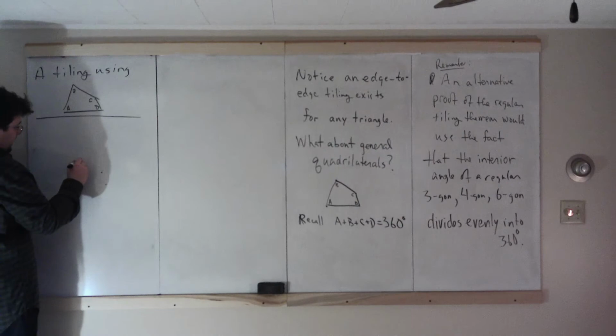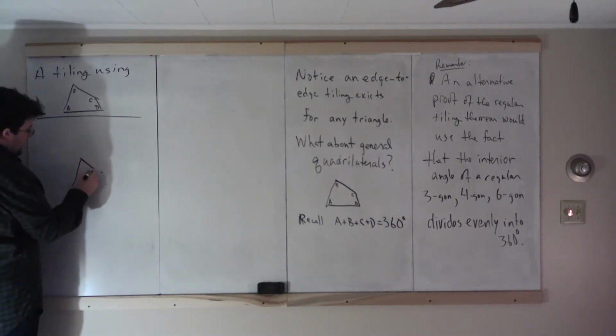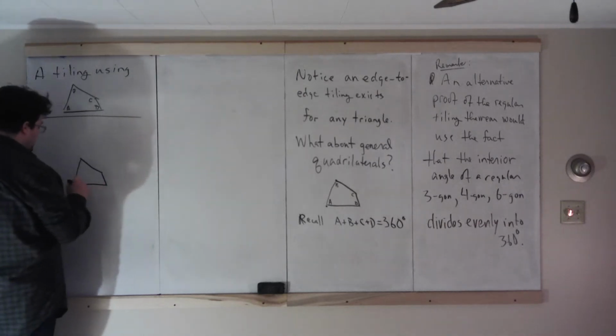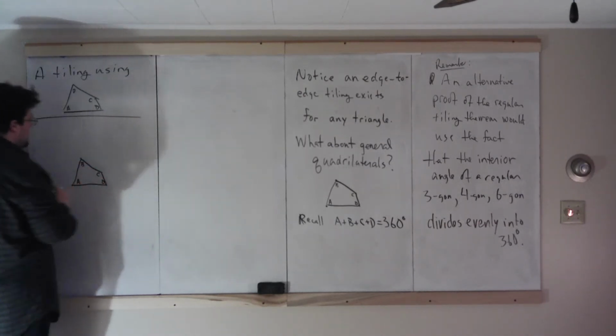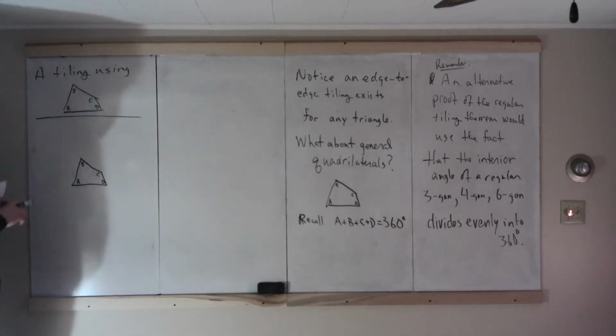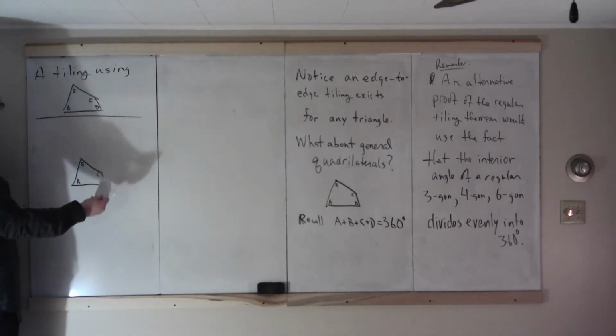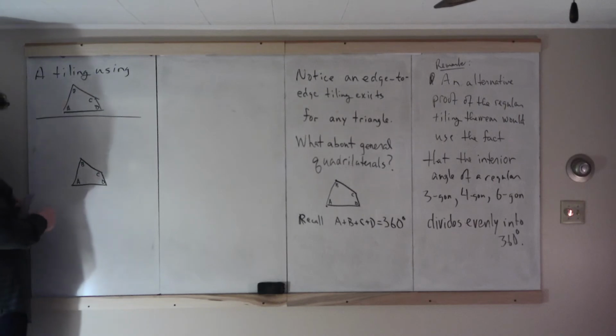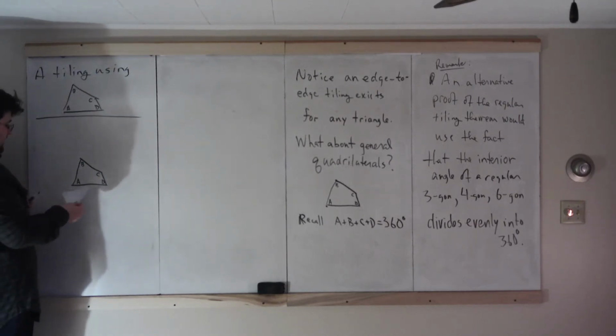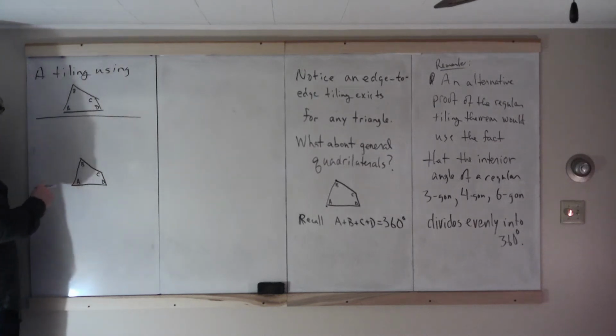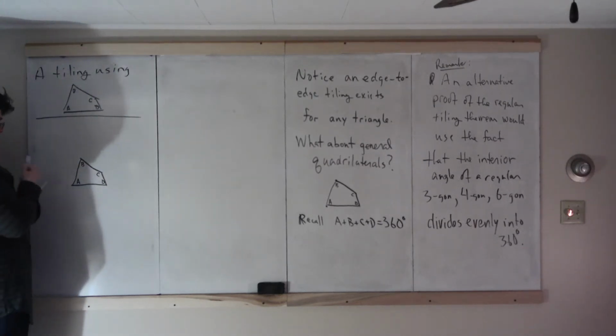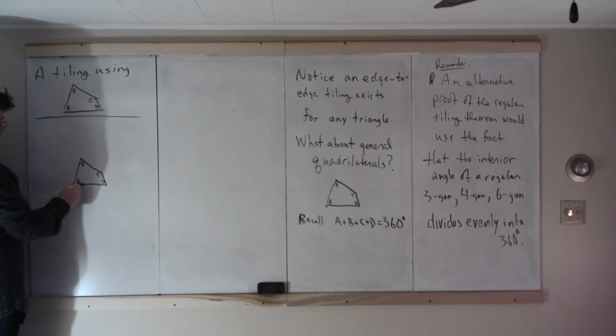But what would a tiling here look like? Well, remember, we're using edge-to-edge tilings. That was part of our definition of irregular tilings. So that's the first thing we're going to know. We need the edges to match up. So with this A, B, C, D, our goal is going to be to fill in a circle with all four angles.